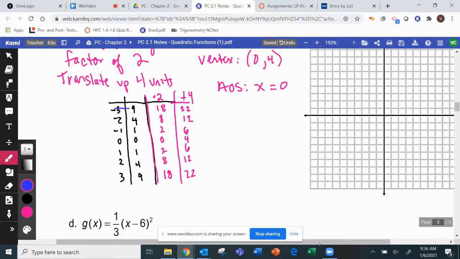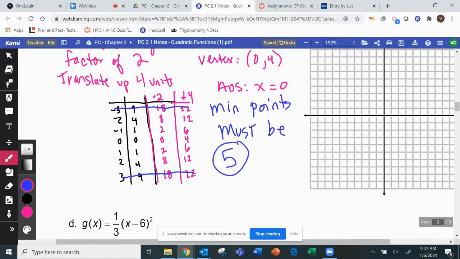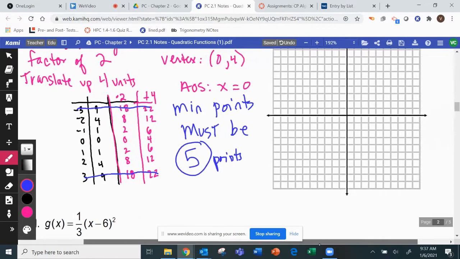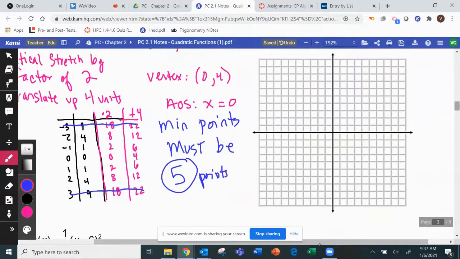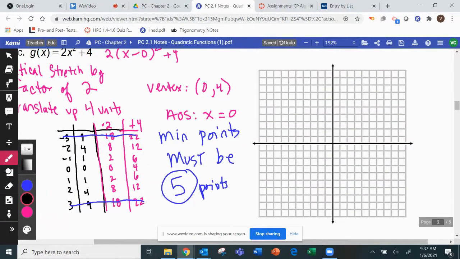Now, this is not going to fit on my graph unless I number my graph, if I scale it differently. The minimum points that I need you to graph must be 5 points. Okay. Minimum points graphed is 5. So you either need to change your scale so that you can fit 5 on there, or for this one, I've got some 12s, so I'm just going to make it go up to 12. And that way I'll have 5 on it.